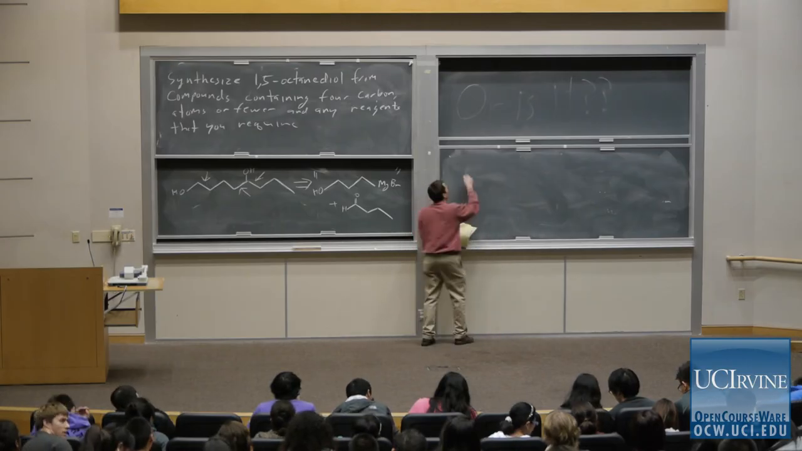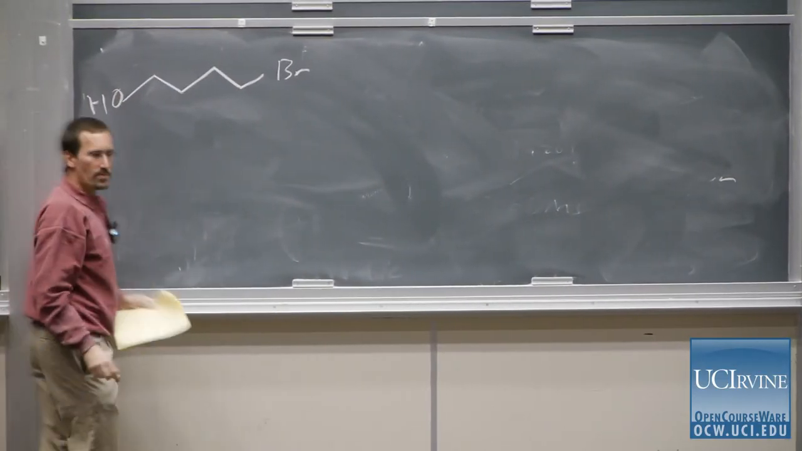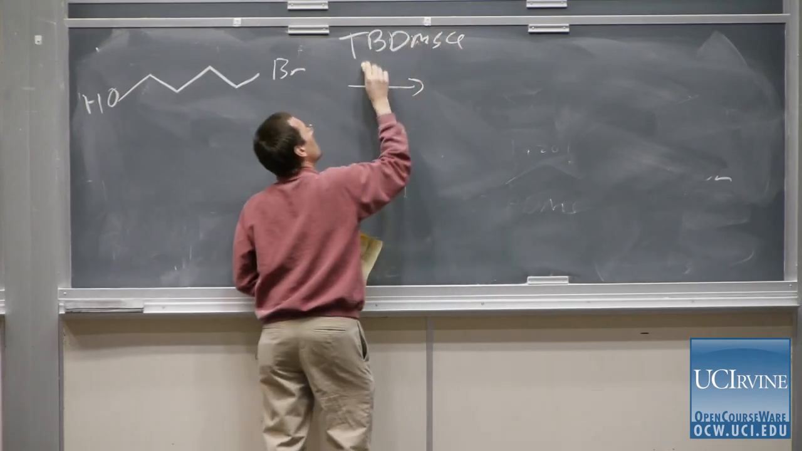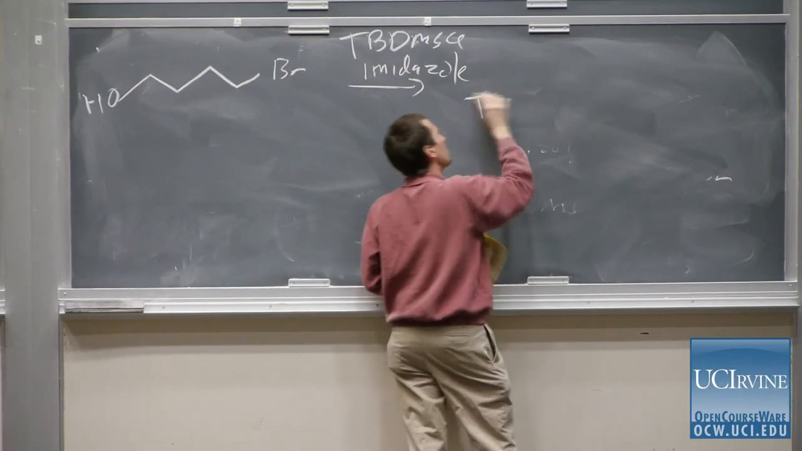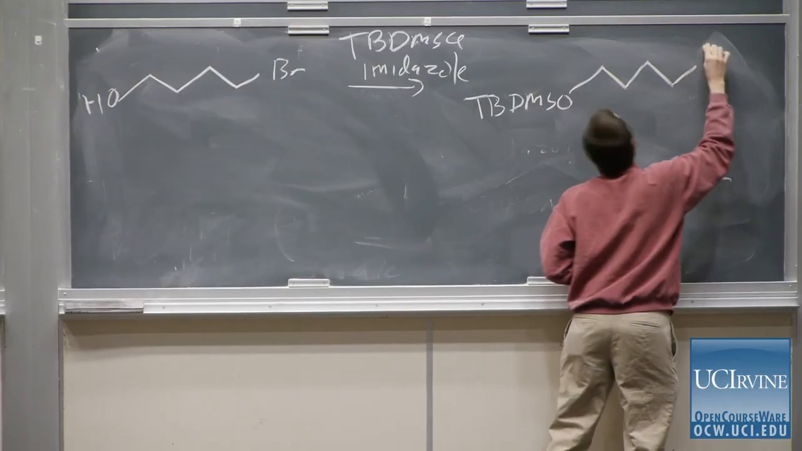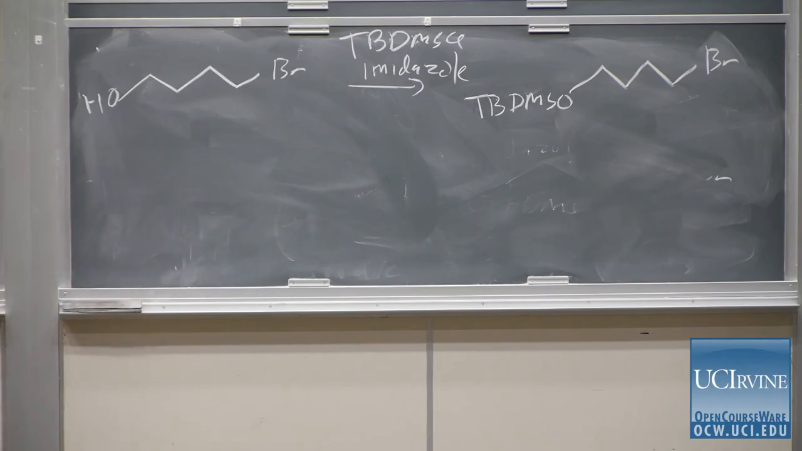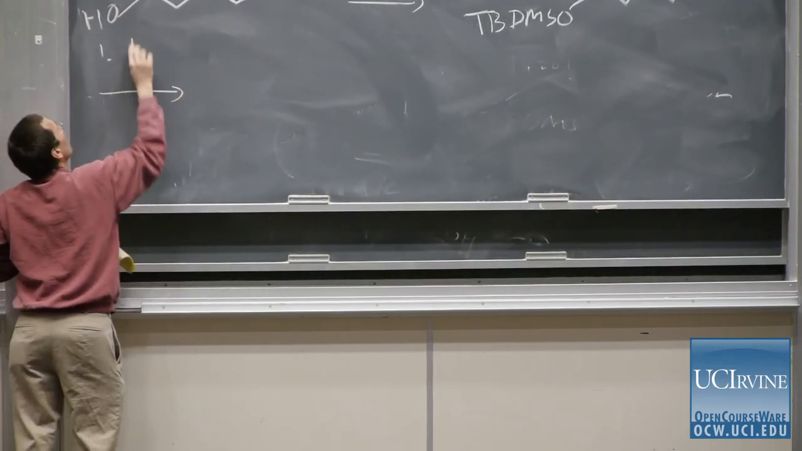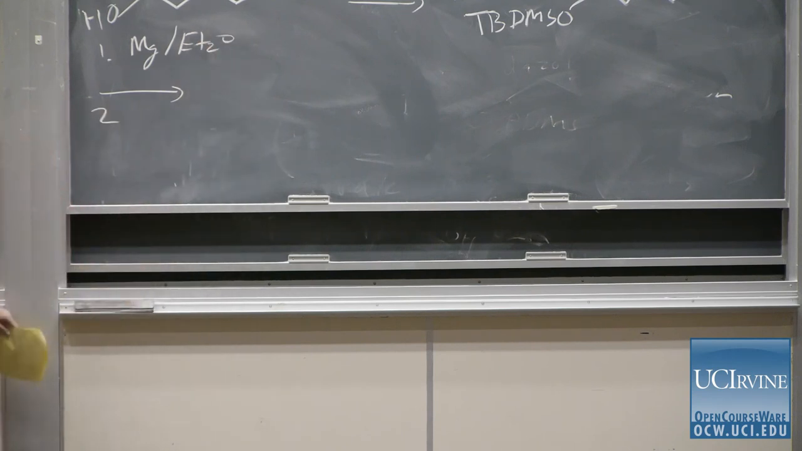We start with 4-bromo-1-butanol. We protect it with TBDMS chloride and imidazole to get the corresponding TBDMS ether. We take our TBDMS ether, we treat it with magnesium in diethyl ether, and then we add to that Grignard reagent.